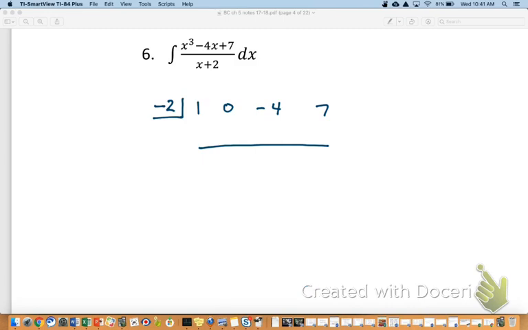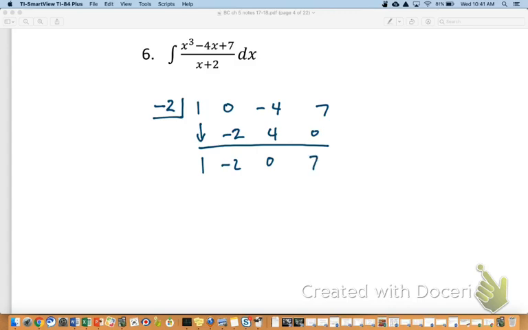So then if you remember, what you do is you bring down the 1. So you start your cycle here. -2 times 1 is -2. You add those up, you get -2. You multiply those to get 4, and there's that 0 you just said. So there's 0, you multiply to get 0, and your remainder is going to be 7.